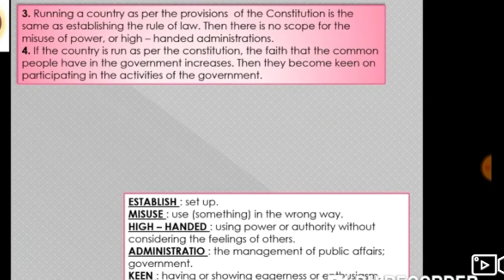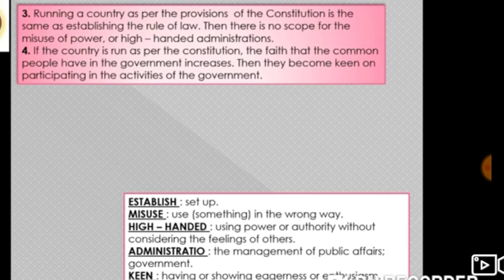Third, running a country as per the provisions of the Constitution is the same as establishing the rule of law. Then there is no scope for the misuse of powers or high-handed administration. Now, establish means to set up. Misuse means to use something in the wrong way. High-handed means using power or authority without considering the feelings of others.